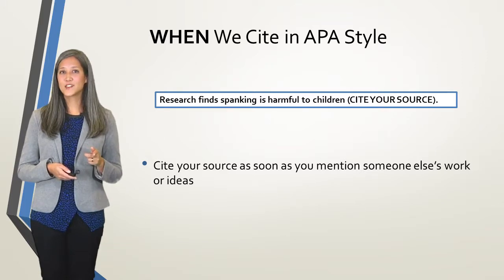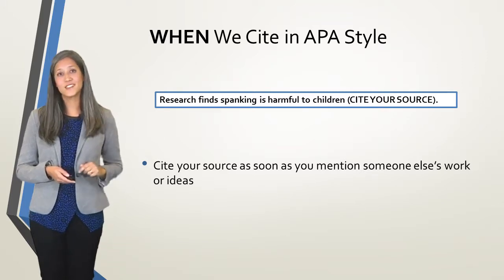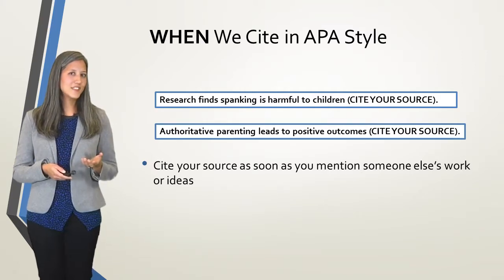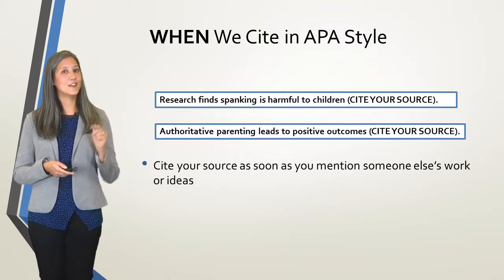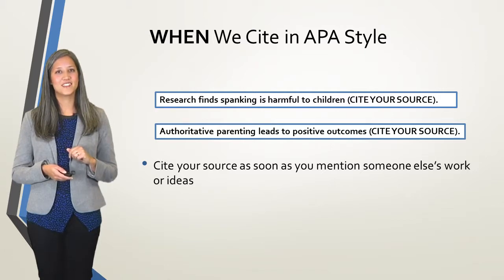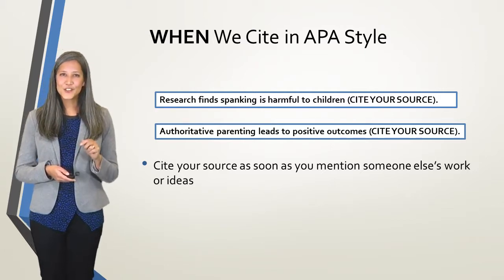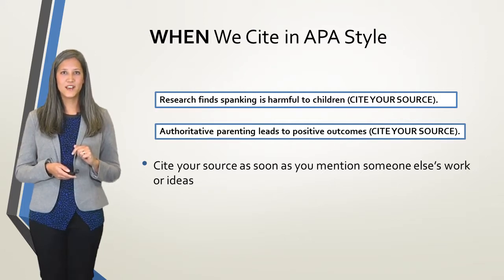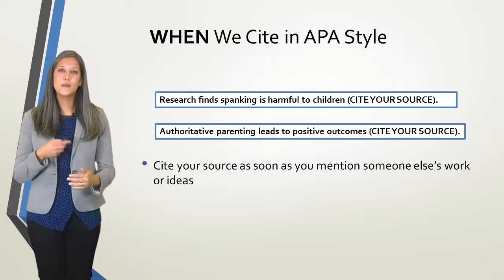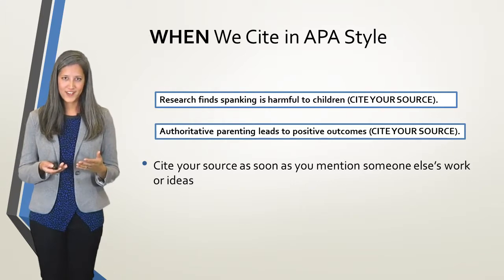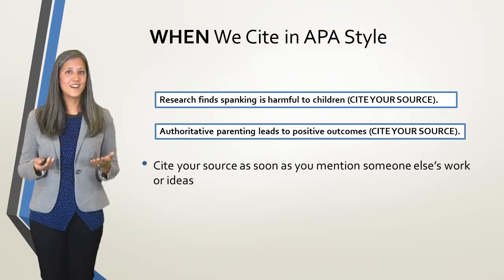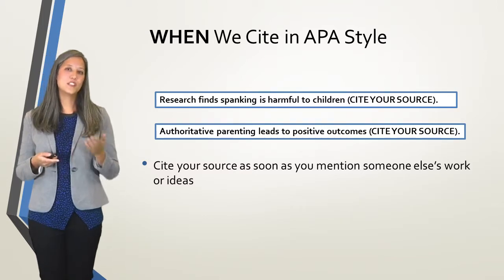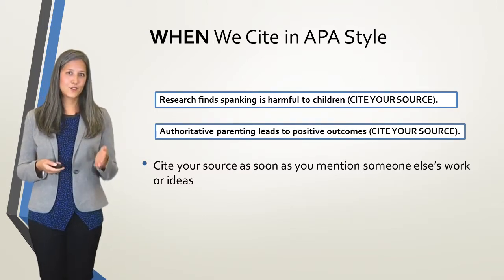Research finds spanking is harmful to children? Cite your source at the end of that sentence. Authoritative parenting leads to positive outcomes? Cite your source immediately after you state this claim. So cite your sources right away as soon as you mention someone else's work or ideas. Then if you're continuing to develop or explain that work or idea, you don't need to cite the source again unless you either switch to a new idea or switch to referring to a different study or source.